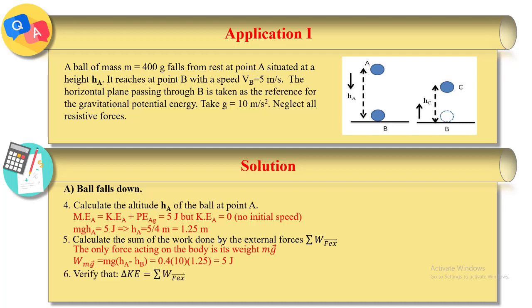In question number 6, we have to verify that the variation in the kinetic energy is equal to the net of the work done by all external forces. The variation in the kinetic energy is equal to kinetic energy B minus kinetic energy A. We know that kinetic energy B is equal to 5 joule and kinetic energy A is equal to 0. So the variation in the kinetic energy is equal to 5 joule. 5 joule is equal to the work done by the weight, which is equal to the net work done by all external forces. So this relation is verified.